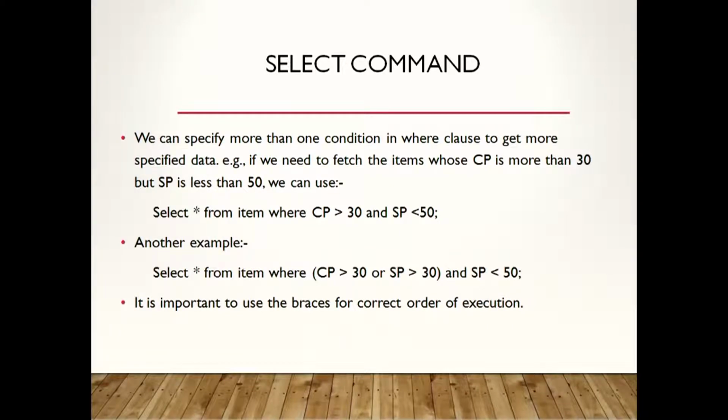We can specify more than one condition in where clause to get more specified data. Example, if we need to fetch the items whose CP is more than 30 but SP is less than 50, then we can write select star from items where CP is greater than 30 and SP is less than 50 and then a semicolon. Also we can merge any conditions using or and keywords, but we also need to use braces for the correct order of execution of the command.